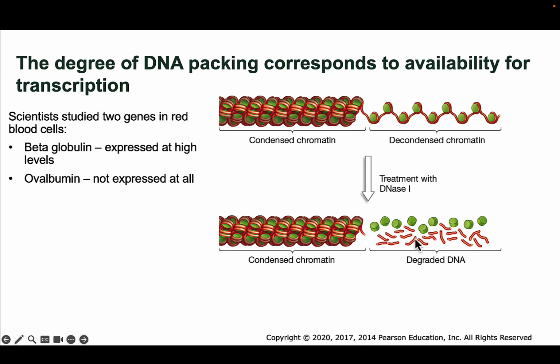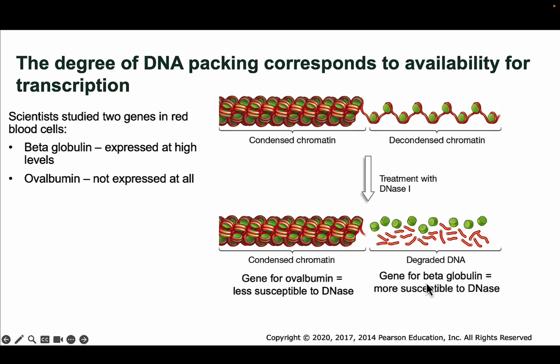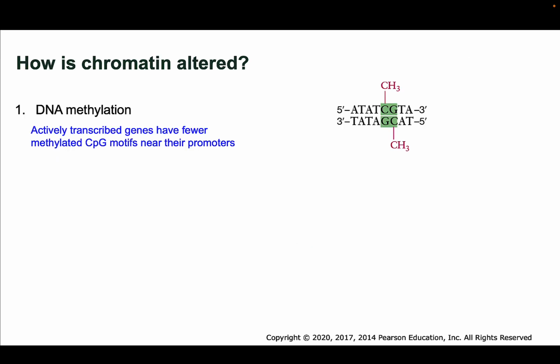And so what they saw when they did this was that the gene for ovalbumin was less susceptible to DNase, and the gene for beta globulin was more susceptible to DNase. And so what they were able to demonstrate was that chromatin is decondensed in genes that are being actively transcribed, okay? So we have to decondense the chromatin. How do we do this?